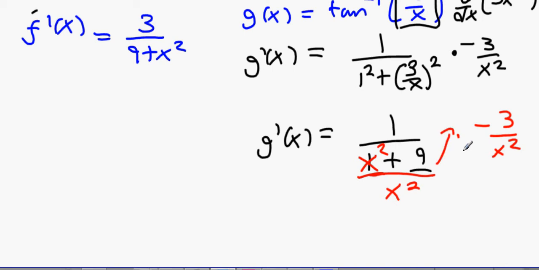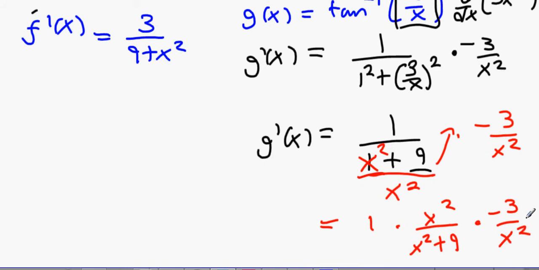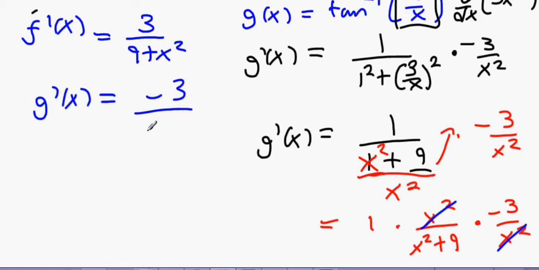Bring this fraction to the top, turn it upside down, so we're going to get 1 multiplied by x squared plus 9, all by minus 3 over x squared. So what happens is the x squareds cancel, and our answer for g dash x is going to be minus 3 over 9 plus x squared.